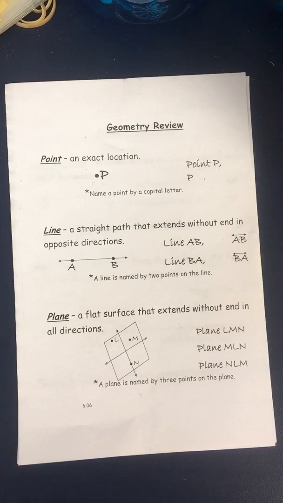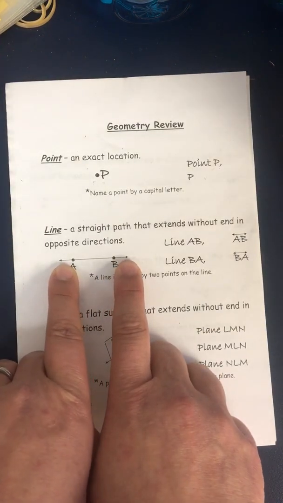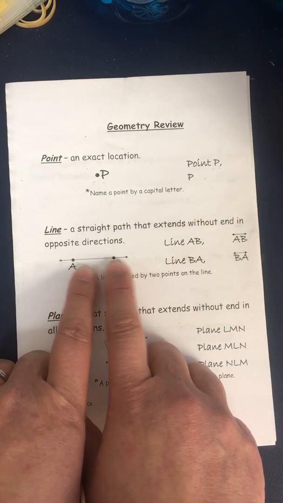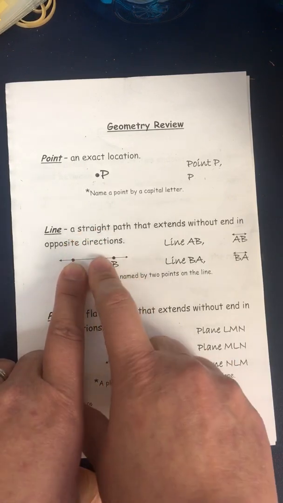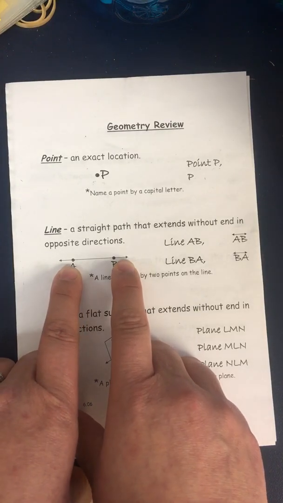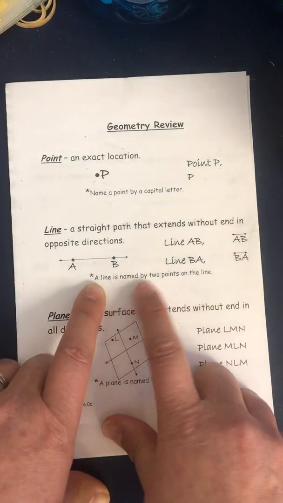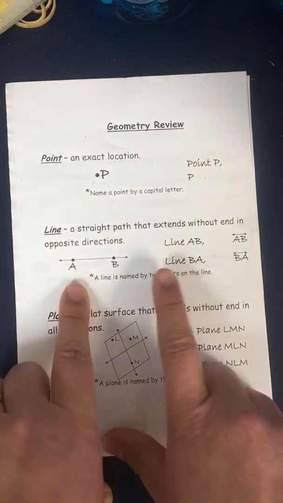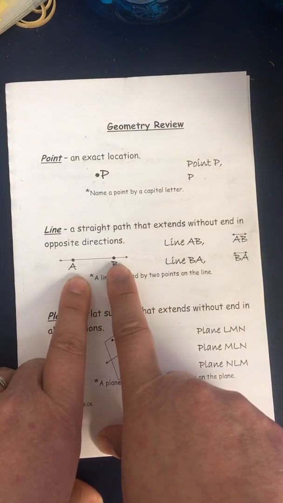A line, however, is a straight path that extends without end in opposite directions. So when you think about a line, there's arrows on both ends because it goes on and on and on. And of course, I put a horizontal line up here. Lines can be up and down, diagonal, all different ways. But the ends of them continue on and on. A line is named by 2 points on the line. Any 2 points that are on the line is how we name a line.